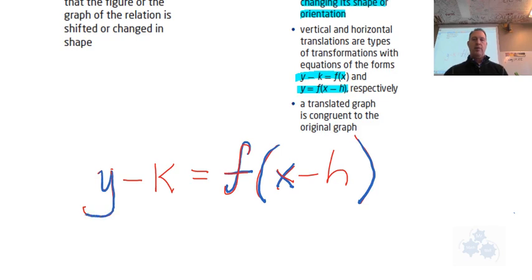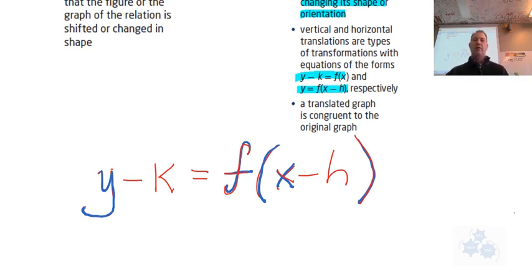I'm just going to highlight a few things here while you do that. Okay? So this is the basic format, okay, for indicating vertical and horizontal translations for a function.